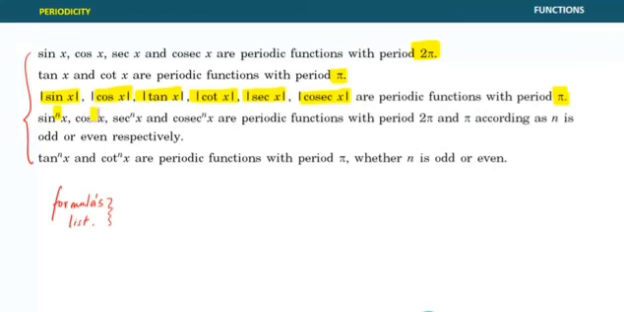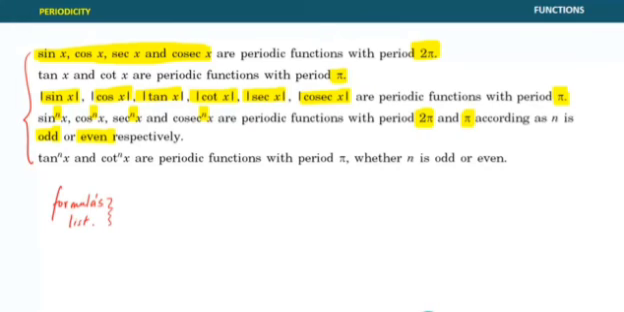Now you want something for when there is a power raised to the trigonometric functions, and we are talking about these four functions now, remember. Sine, cos, secant and cosecant raised to the power n are periodic with period 2 pi if n is odd. If n is even, then the period reduces by half, and it becomes pi.